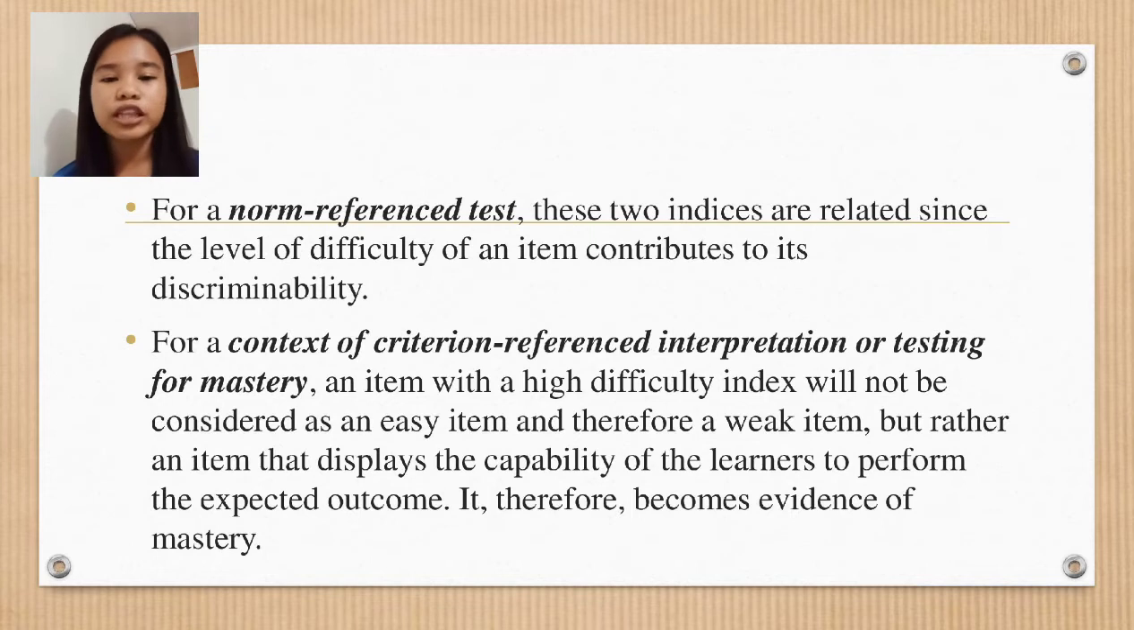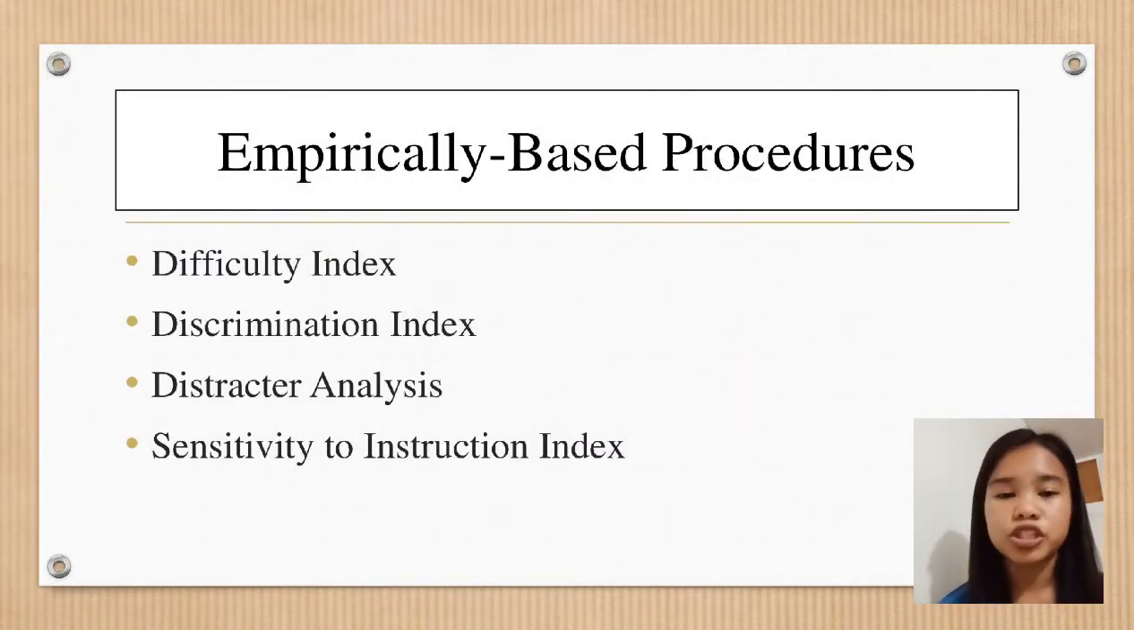For the context of criterion-referenced interpretation, or testing for mastery, an item with a high difficulty index will not be considered an easy item and therefore a weak item, but rather an item that displays the capability of the learners to perform the expected outcome. It therefore becomes evidence of mastery. In empirically based procedures, there are difficulty index, discrimination index, distractor analysis, and sensitivity to instruction index. But we will just focus on difficulty and discrimination index.